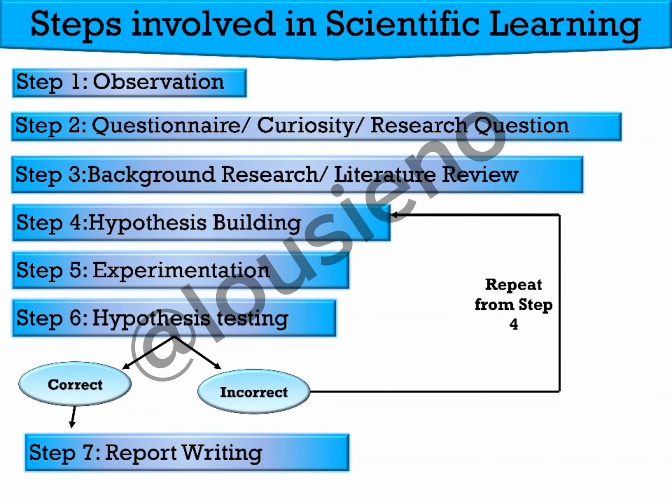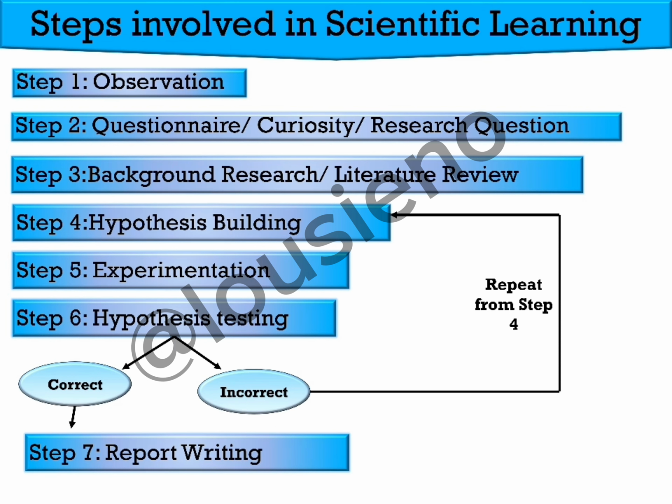Slide 7. Slide 7 discusses the steps that are involved in scientific learning. The steps that are involved in scientific learning are as follows. Step 1. Observation. Step 2. Questioning, curiosity or research question. Step 3. Background research or literature review. Step 4. Hypothesis building.